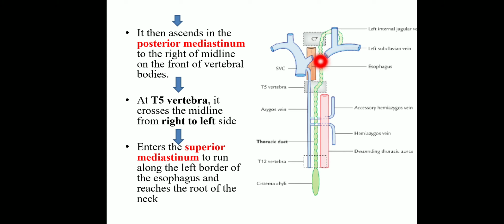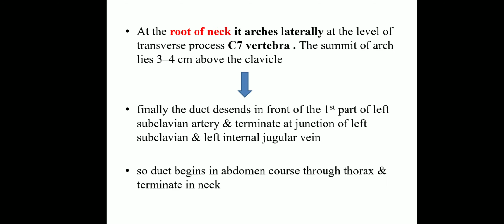Then through the thoracic inlet, or superior thoracic aperture, it enters into the root of the neck. At the level of C7, again this is important, at the level of the transverse process of C7 vertebra, it forms an arch laterally. So at the root of the neck it arches laterally at the level of the transverse process of C7 vertebra.